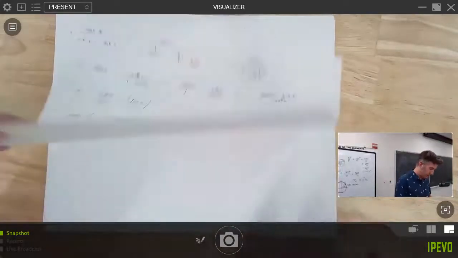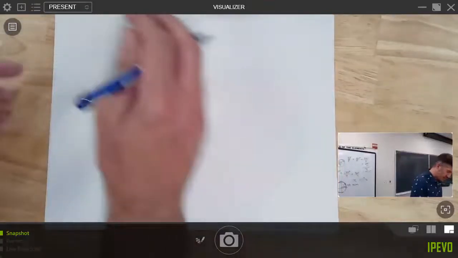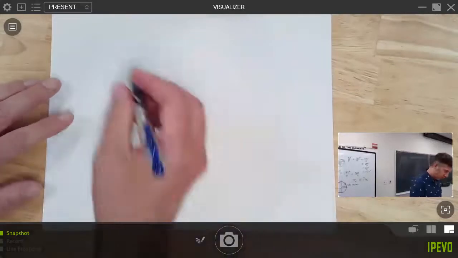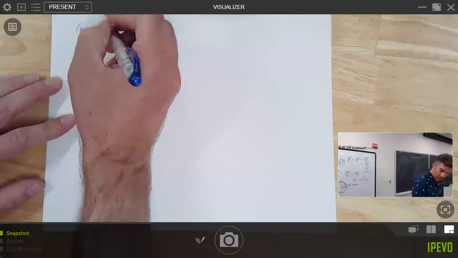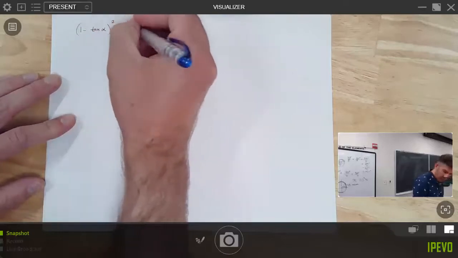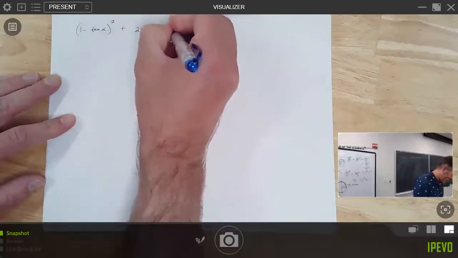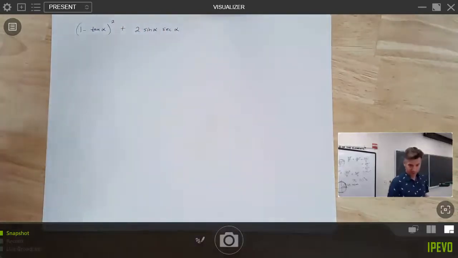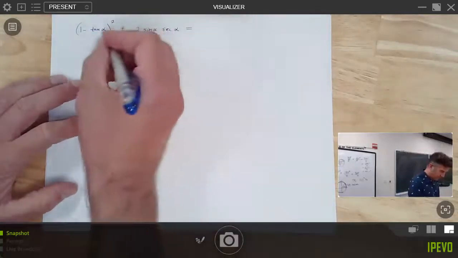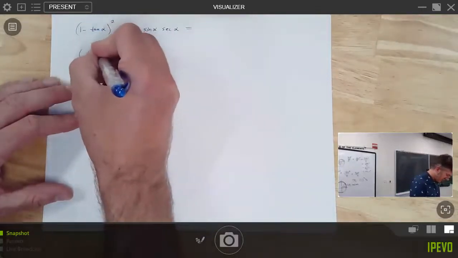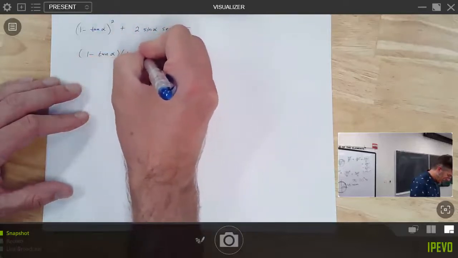So here's a maybe less normal looking one. 1 minus tangent of alpha quantity squared plus 2 times sine of alpha times secant of alpha. And we want to simplify this down to one term if possible. So I'm going to multiply this out. This is 1 minus tangent alpha times 1 minus tangent alpha.